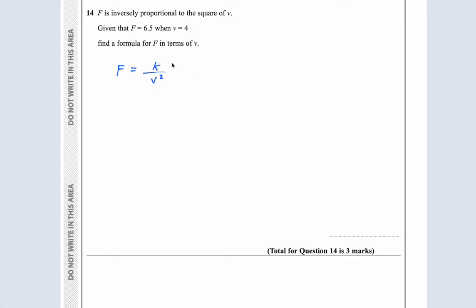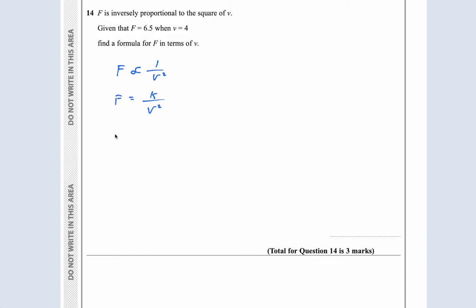Why? Because inversely means we're going to put v squared at the bottom, and the square of v means that's why I make it v squared. So it's F is equal to k over v squared. Or if you want to say F is proportional to 1 over v squared, and then F equals k over v squared, some constant. You can skip this step if you want, although no harm putting it in. So F is equal to k over v squared.